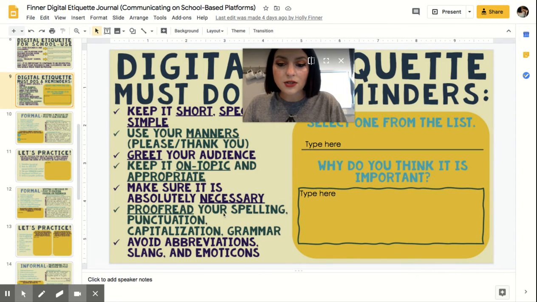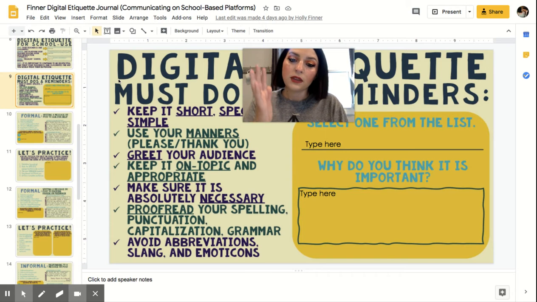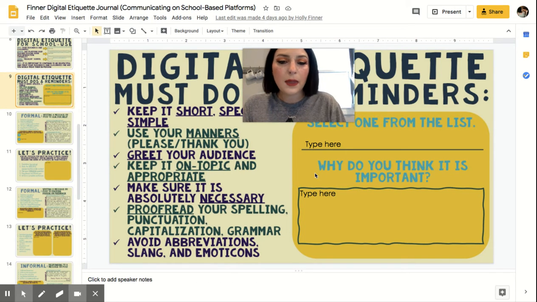So I'd like you to select one of these must-dos, one of these reminders from the left-hand side, and I want you to put it right there in that box. And then I want you to think about, why is it important? Why is it important to have that specific skill? Again, 3+ sentences, pause, and respond.